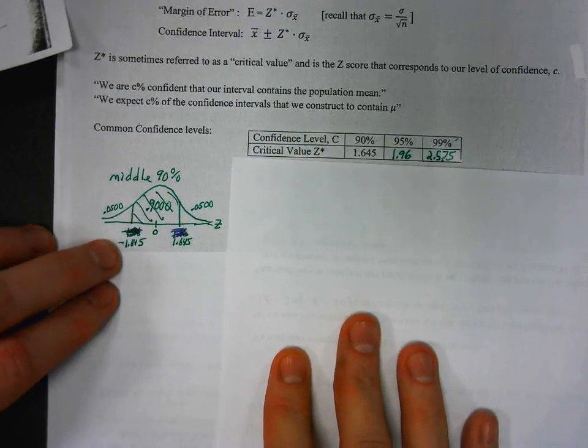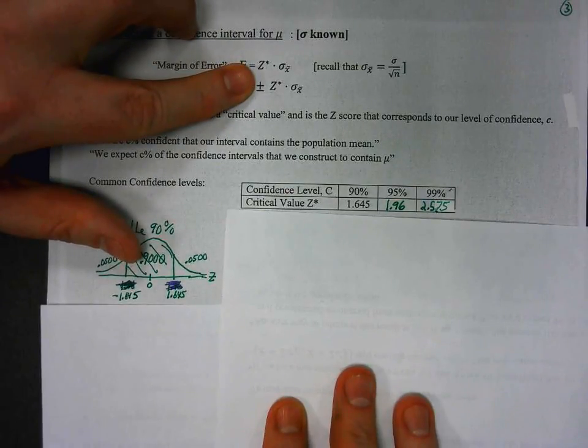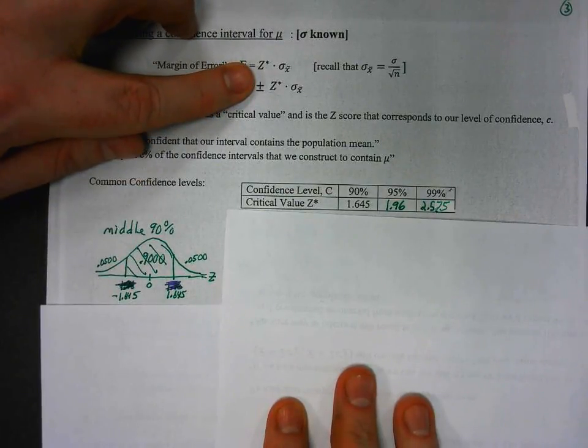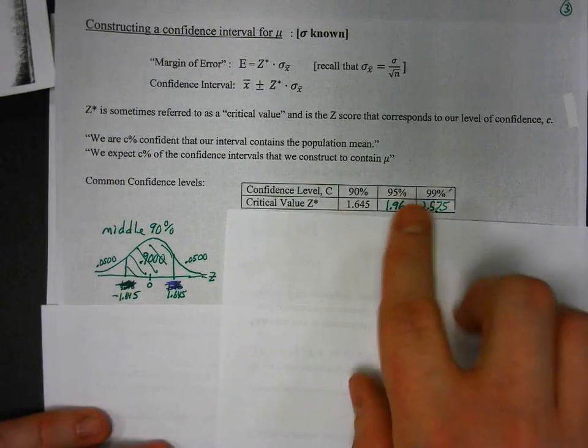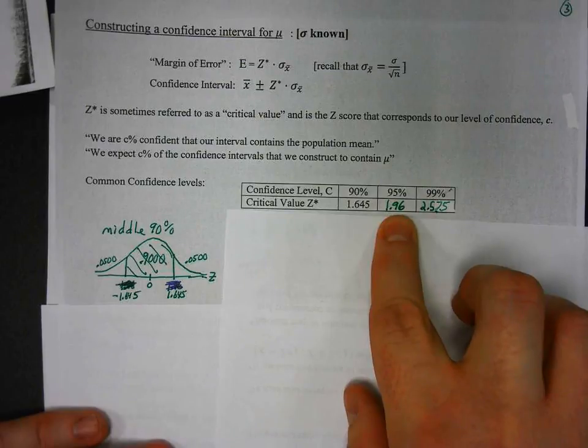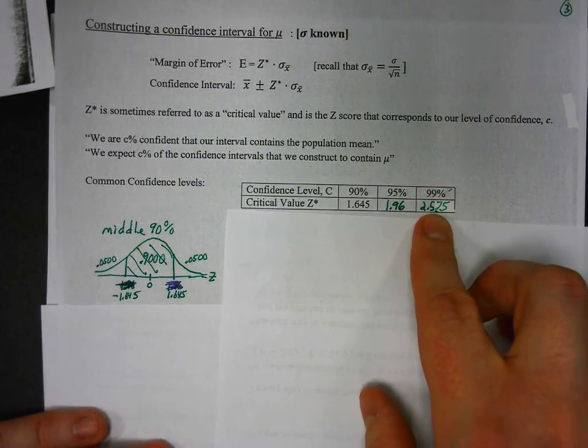Now, it doesn't matter if you use negative or positive, because in your confidence interval, you're going to do plus or minus anyway. So that plus or minus is already taken care of. 1.645 is the critical value. The middle 95% is actually 1.96. And you can see 99% is 2.575.